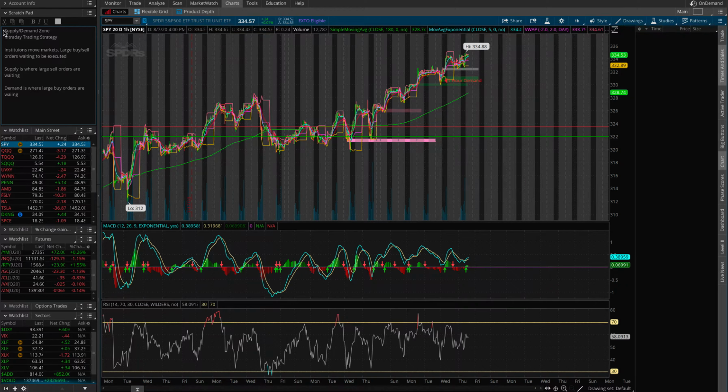This is John Watkins, and I'm going to teach you guys how to do supply and demand zones. Basically, it's an intraday trading strategy. This wouldn't really work for swings. Just going over the basics, the concept is institutions move markets. These zones are created because they have large buy or sell orders waiting to be executed. Institutions move the markets. That's your edge.